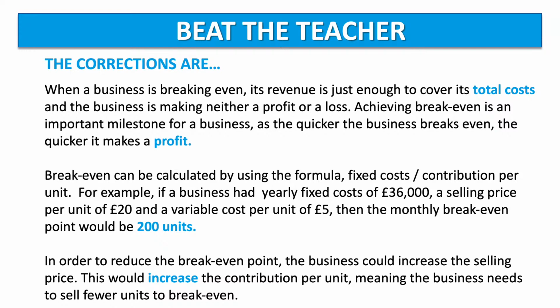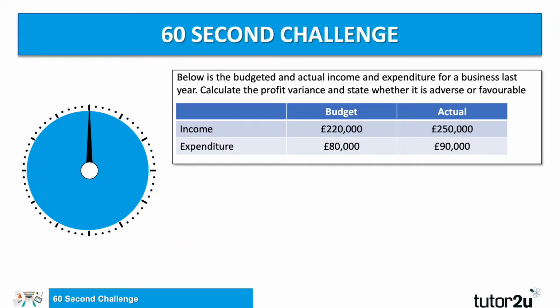Okay, let's do another question. So we've got a calculation question here. It is on variance analysis. So you've got the budgeted and actual income and expenditure of a business last year. Can you calculate the profit variance and state whether it is adverse or favourable? So this is, again, an examiner favourite. It's something that has been examined before. Remember, calculate the variance and you must state whether the variance is adverse or favourable.